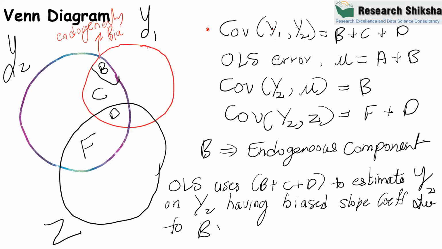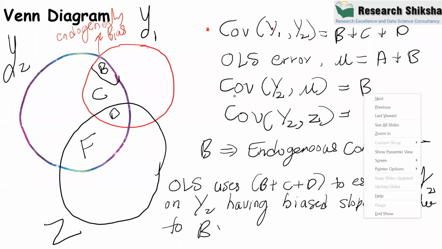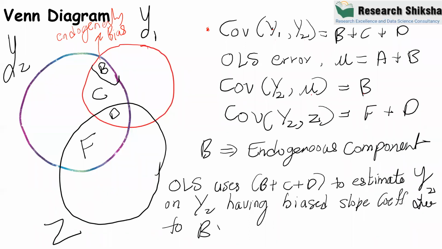Endogeneity bias means this B is actually the correlation between Y2 and the error term. So I represent it here. What is this B? This B is the correlation between Y2 and the error term, right? So when you run the model, this is the biasness which is incorporated in the model. We want to find the solution to this beta, which is a biased beta, right? This B is representing the biasness because of endogeneity. Okay, and this endogeneity is coming from the error term.